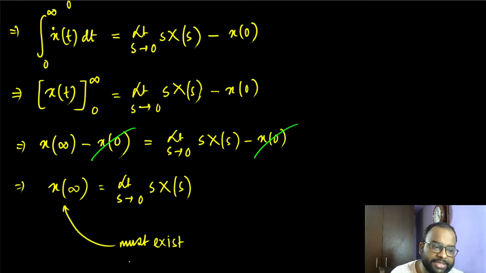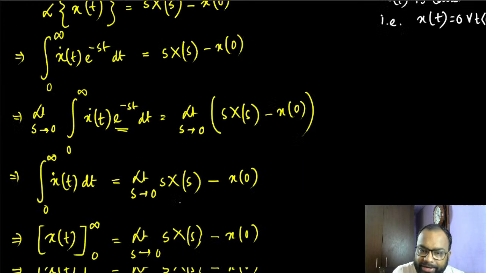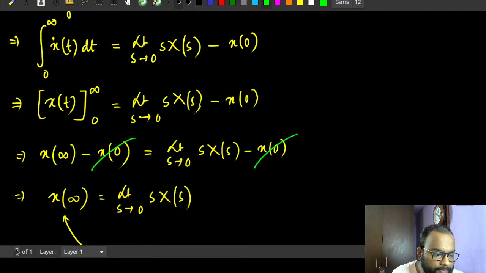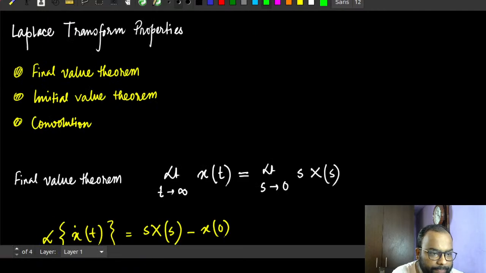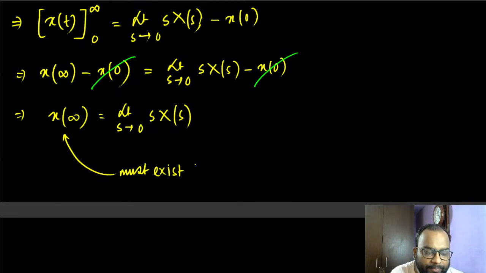And a sufficient condition for the existence of this limit is the stability of the system. So the condition under which the final value theorem is applicable is a condition that ensures that x infinity actually exists. So the limit we sought to find out actually exists. Only under that condition is this final value theorem applicable. And the sufficient condition for the limit to exist is the stability of the system.